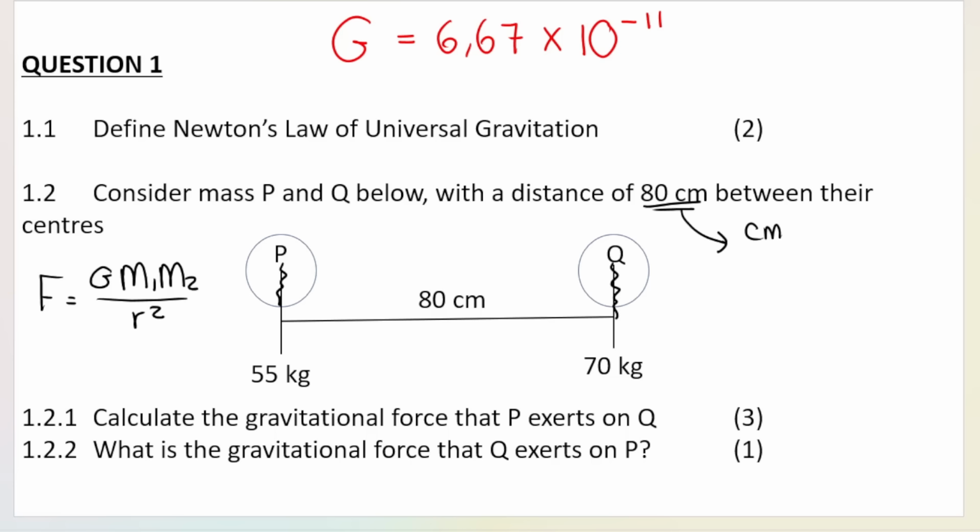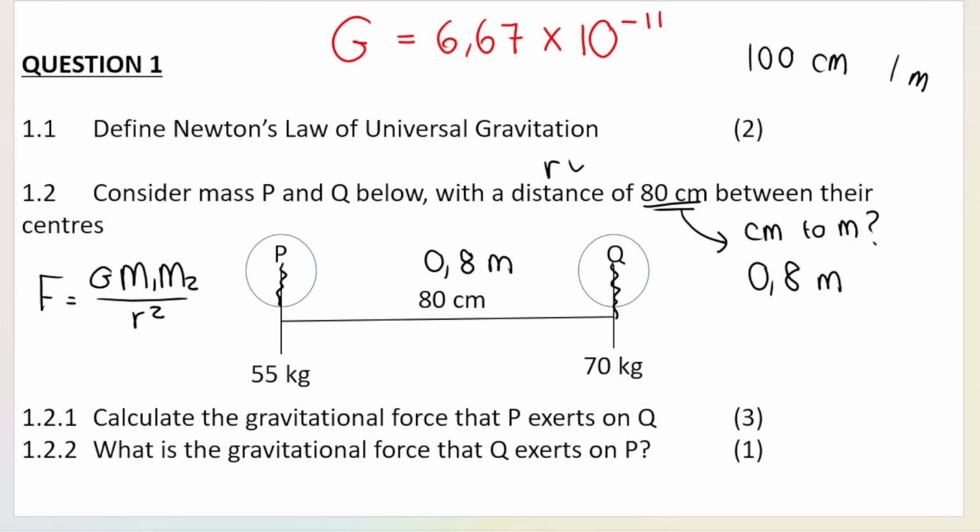How do you convert centimeters to meters? Well, there's 100 centimeters in 1 meter. So I need to divide by 100, and we're going to get 0.8 meters. Converting is always a very important first step in our physics questions. So we've got our r, that's the distance between their centers. We've got the mass of object 1. We've got the mass of object 2. They want to know the gravitational force that P exerts on Q.